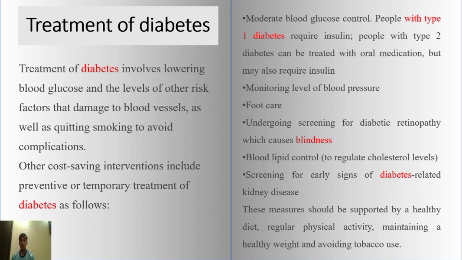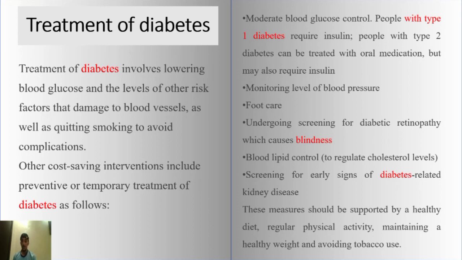People with type 1 diabetes require insulin. People with type 2 diabetes can be treated with oral medication but may also require insulin. Monitoring level of blood pressure, foot care, and undergoing screening for diabetic retinopathy, which causes blindness.